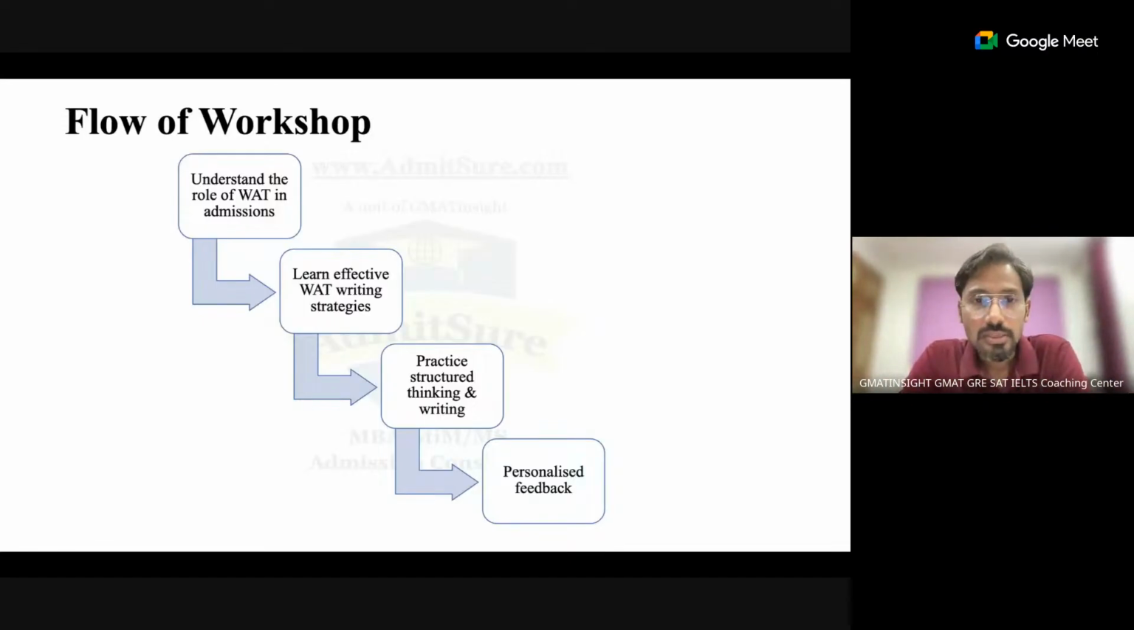The second step will be learning effective WAT writing strategies. So there are some very standard exercises, some very standard things. I'll be just sharing them so that we have them in our brain while we are writing these WATs.